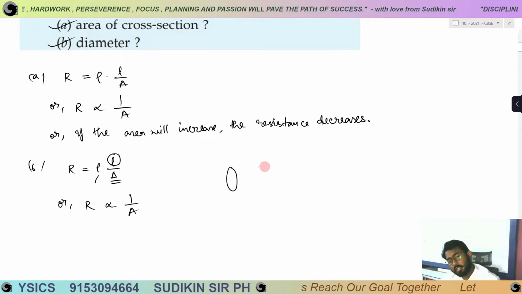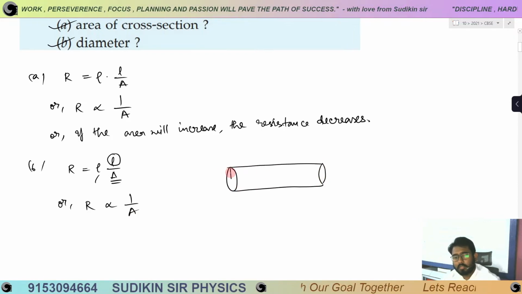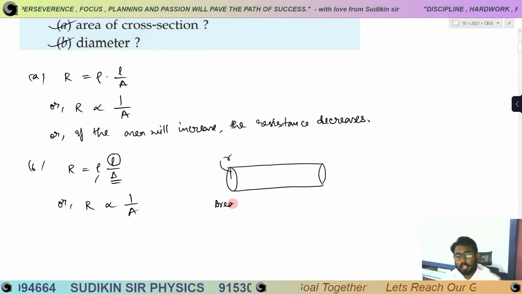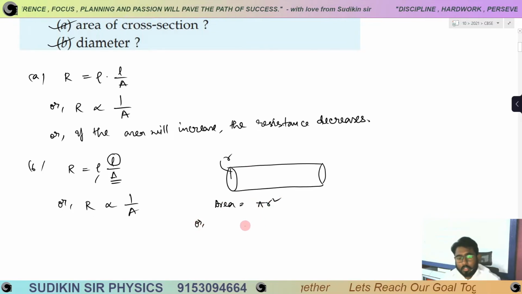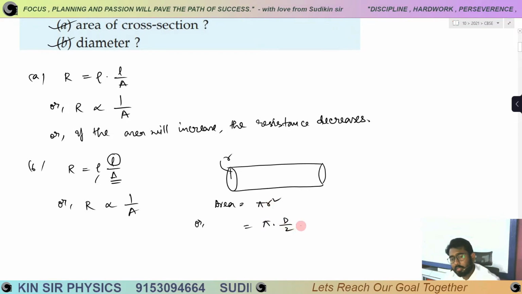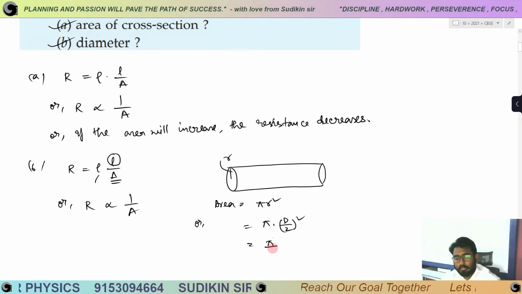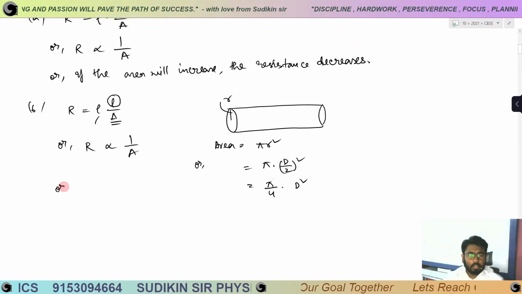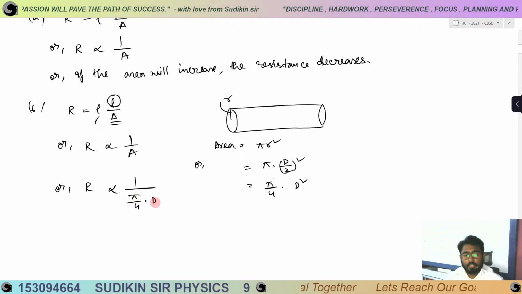Now suppose you are taking a cylindrical wire. If the radius of the wire is r, then what will be the area? Area will be pi times r square. Am I clear? Can we write radius as diameter by 2, so its whole square, so that will be pi by 4 times diameter square, right? Now if I place it here, what am I getting? R proportional to 1 by pi by 4 times diameter square.